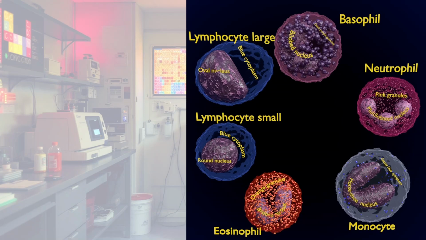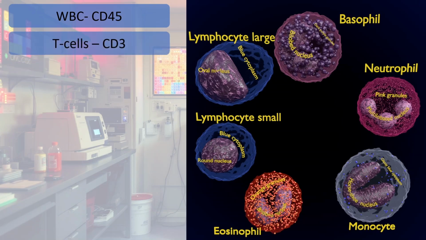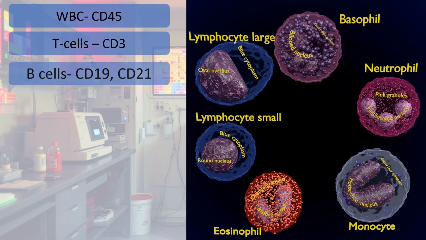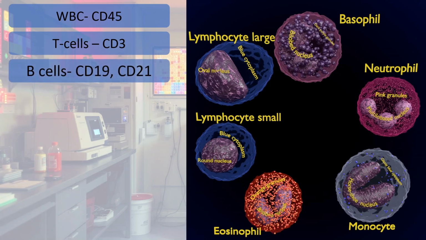To have some highlight on the markers, all white blood cells will express CD45. The counting machines are dependent on that. And we have two major types of lymphocytes, T lymphocytes and B lymphocytes. T lymphocytes will express CD3, and we also have two major types of T lymphocytes, CD4 and CD8. And B lymphocytes will be differentiated from T lymphocytes by expressing CD19 and 21.